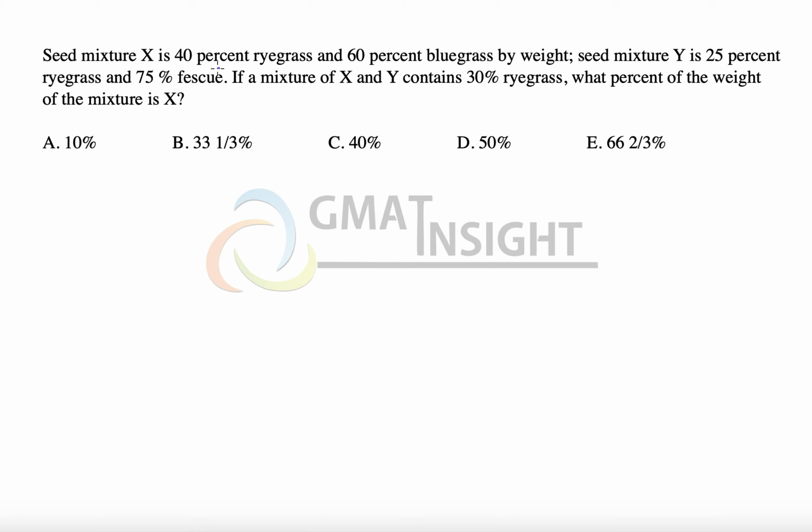Seed mixture X is 40% ryegrass and 60% bluegrass by weight. So we have X here which has two parts. One is the ryegrass, which is 40%, and the second is the bluegrass, that is 60%. Similarly, we have another seed mixture Y which has 25% ryegrass and 75% fescue.